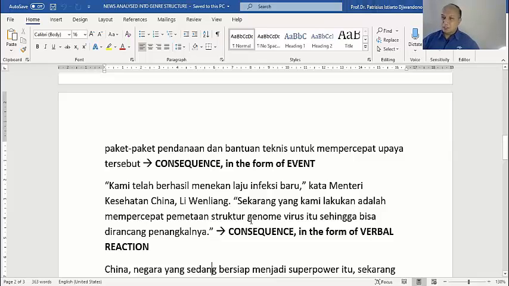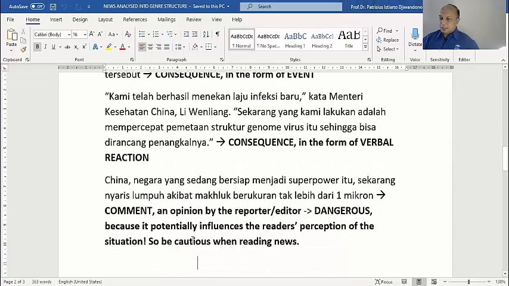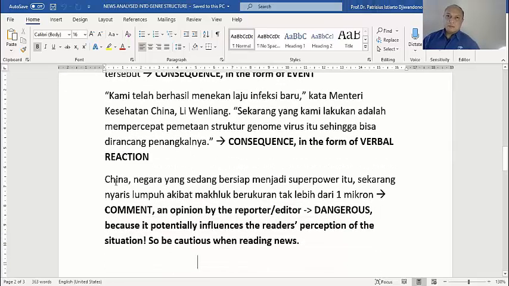Okay, now you know the consequence in the form of verbal reaction. Consequence can be in the form of event, the Chinese government's action, and in the form of verbal reaction, a comment from an authority. And then now the last paragraph: China, negara yang sedang bersiap menjadi superpower itu, sekarang nyaris lumpuh akibat makhluk berukuran tak lebih dari 1 mikron.